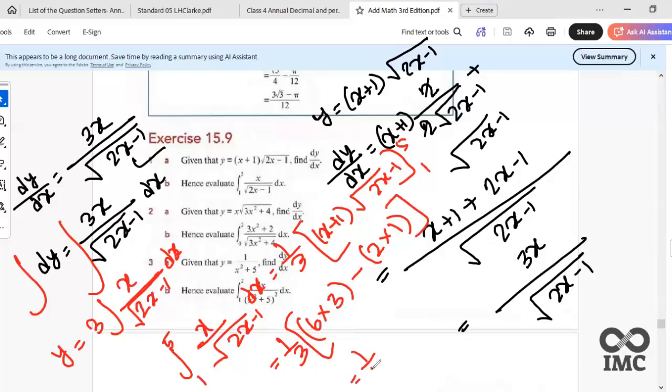So 1/3 multiplied by 18 minus 2 is 16. So 16 by 3 will be the answer.